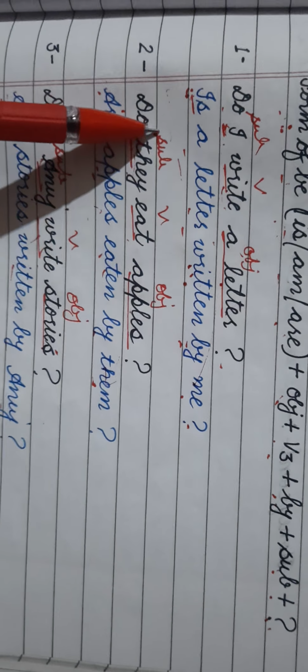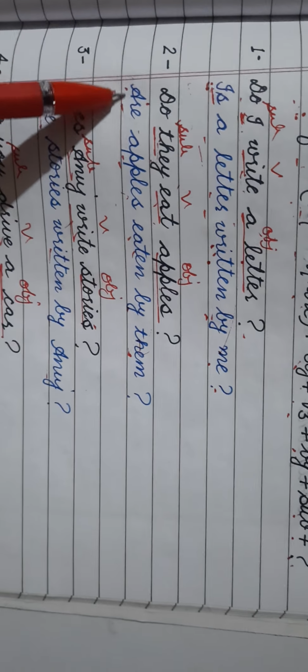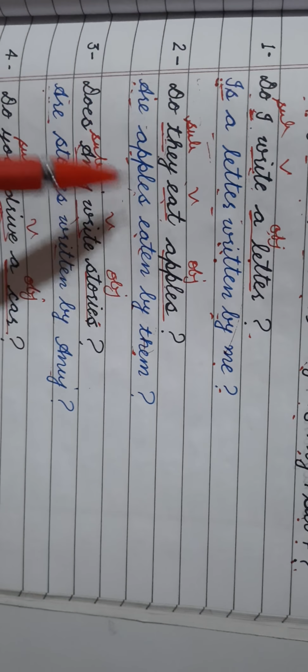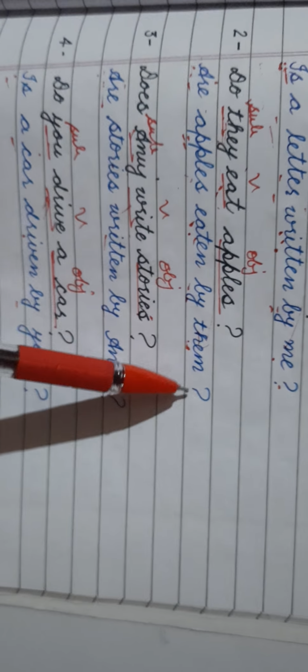Do they eat apples? They is the subject, eat is the verb, apples is the object. First for interrogative sentences we have to write down the form of be, that is are, then the object apples, then the third form of the verb, eaten. Eaten is the third form of eat, then by and they will become them here. Then at last a question mark.